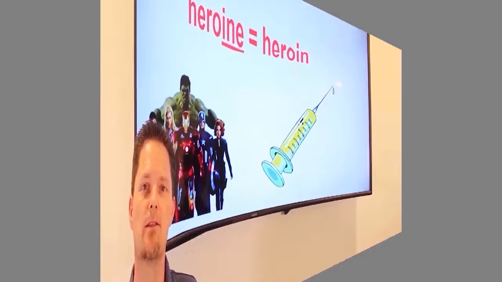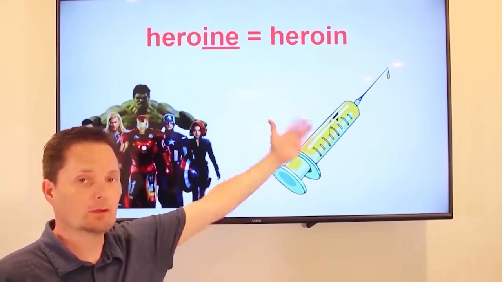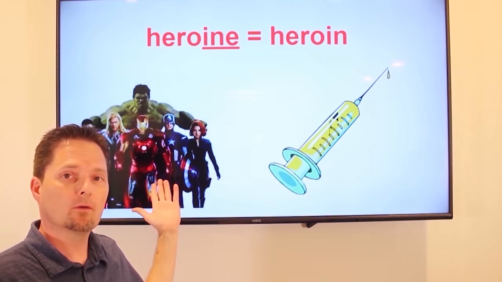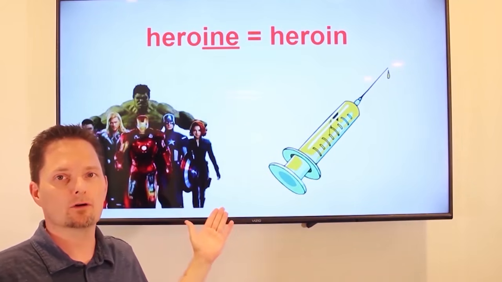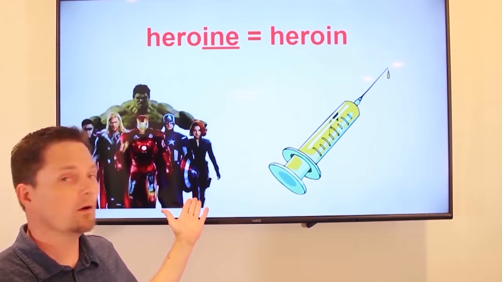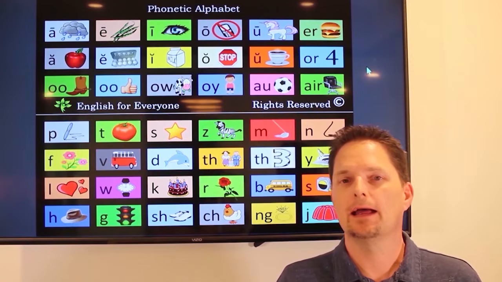Very good. Next we have heroin. The pronunciation is the same. The drug heroin and the person heroine. Hero is for a boy, and for a girl we say heroine. It's a girl hero. So Black Widow is the heroine of the Avengers. Pronunciation, heroine.